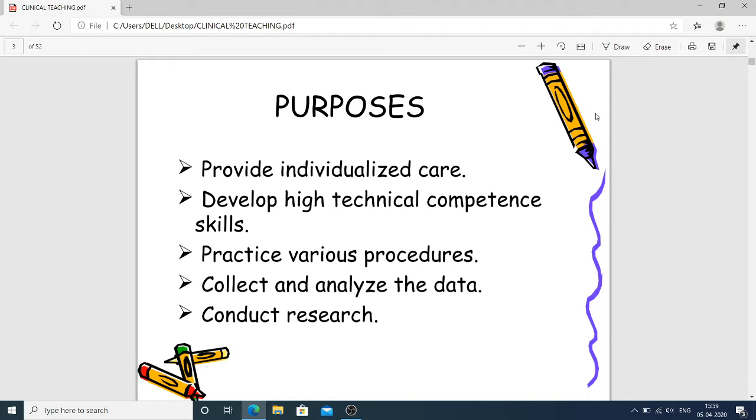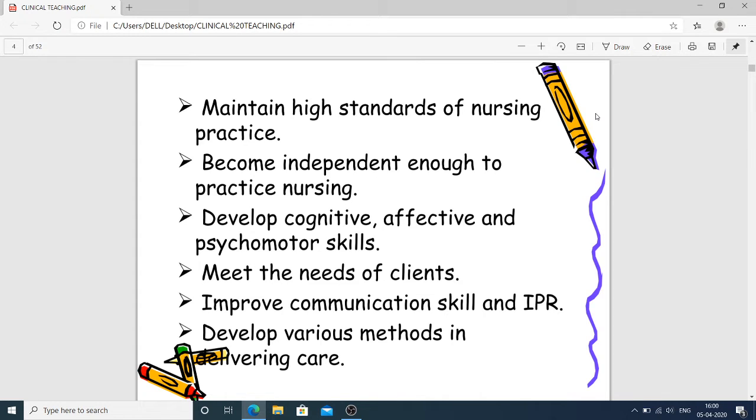Okay, then the purpose of this: provide individualized care. We help the students to learn the procedure individually, develop high technical competence skills, and practice various procedures in that particular setting, collect and analyze the data, and conduct research in the clinical area. Maintain high standards of nursing practice, become independent enough to practice nursing, develop cognitive, affective, and psychomotor skills.